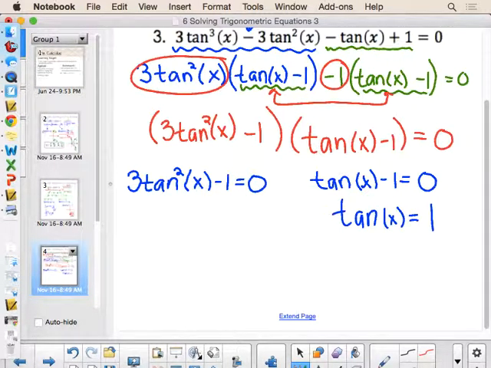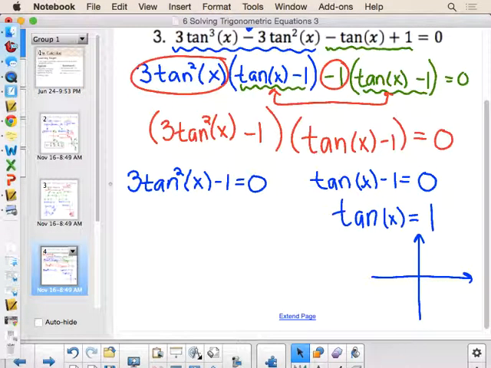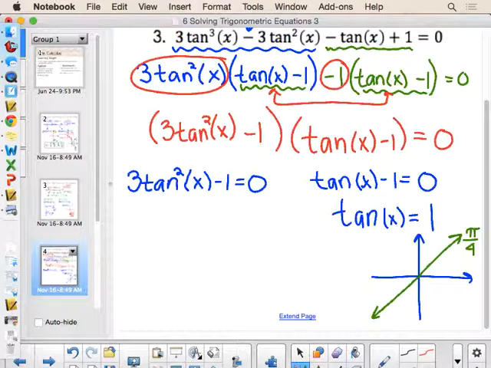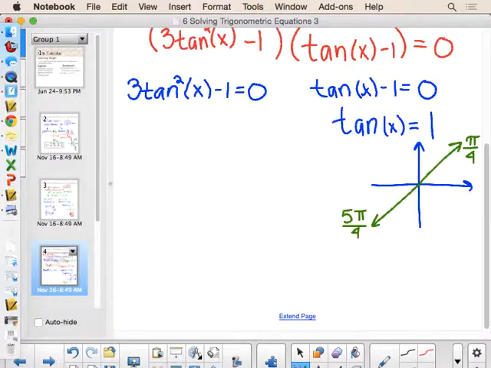So I'm thinking about where am I positive tangent. So here's my quadrants. I know tangent is positive in the first quadrant and in the third quadrant. Well, where do I have tangent values that are equal to 1? That would be all my 45-degree referencing. So in the first quadrant, I have pi over 4. In the second quadrant, I don't have any guys. So then I jump to the third quadrant, where one of my solutions is 5 pi over 4.